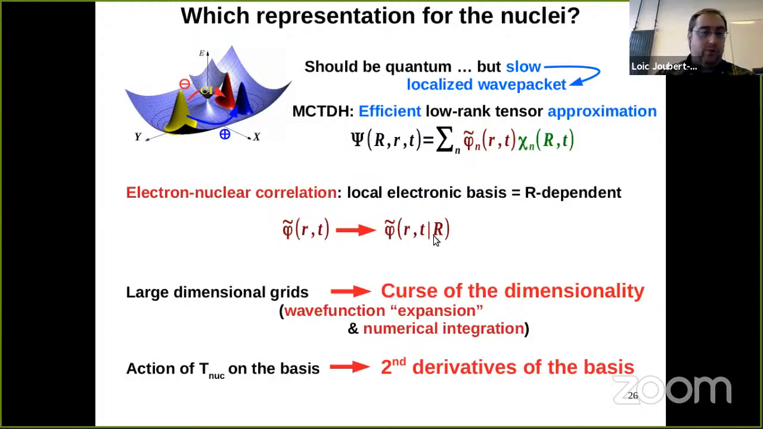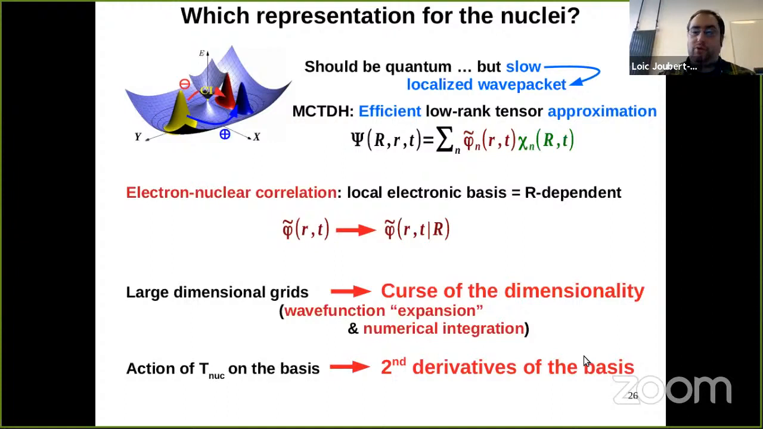And then we go back to this problem that we have these large dimensional grids if we want really to represent this electronic state in the whole space. So we go back to the curse of dimensionality, with a problem for the wave function expansion and numerical integration. Furthermore, the action of the nuclear kinetic energy on the basis leads to second derivatives. But here it's not that much of a problem as for the adiabatic states, because they don't go to infinity.